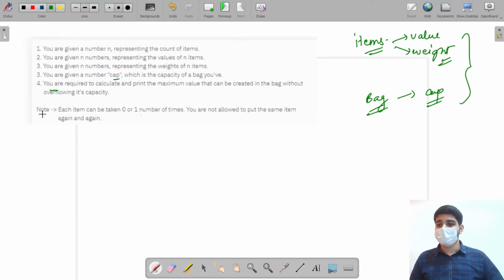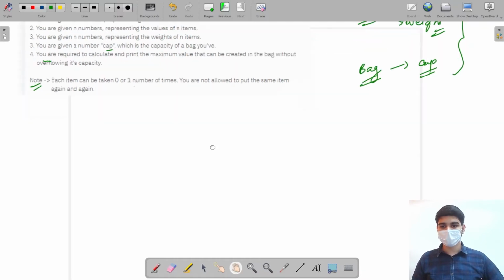All right, the note over here says that each item can be taken zero or one number of times, right? And you are not allowed to put the same item again and again. That means, simply, you cannot break the items into smaller pieces. You can either take the entire item or you can leave the entire item, right? And also you have a limited number of items. You have just one particular unique item associated with each and every value that you have been given. That means there is no repetition allowed, right? You can pick an item only a single time.